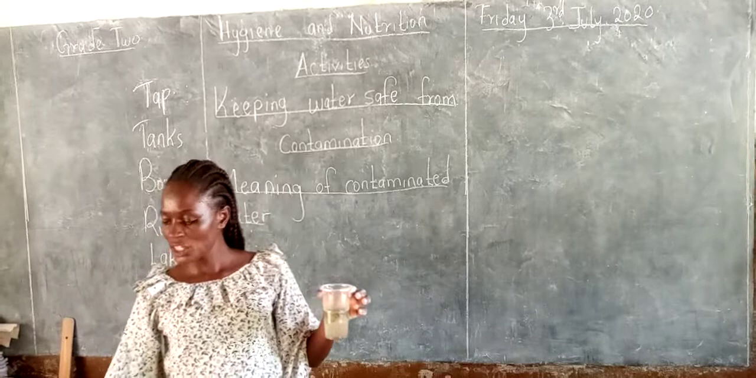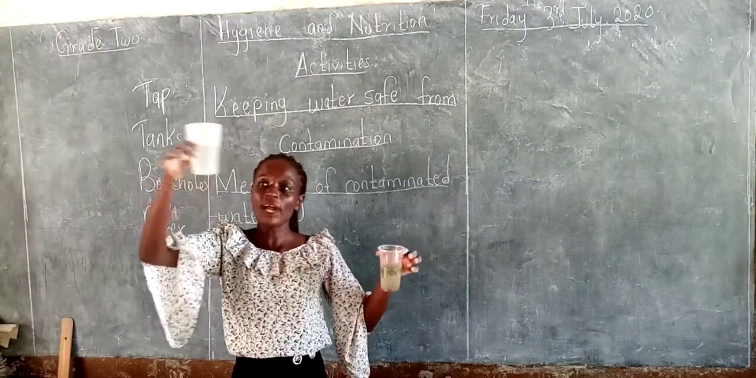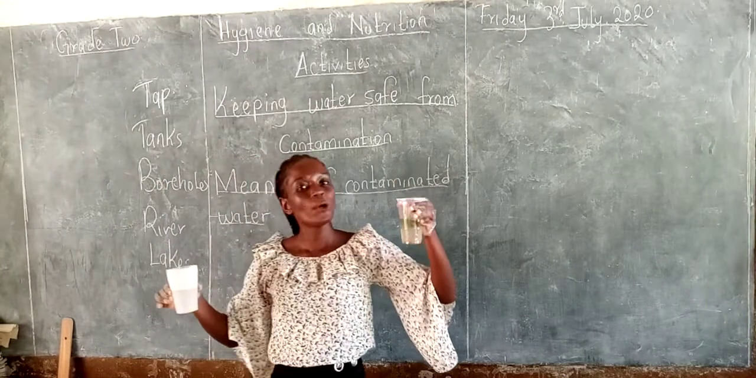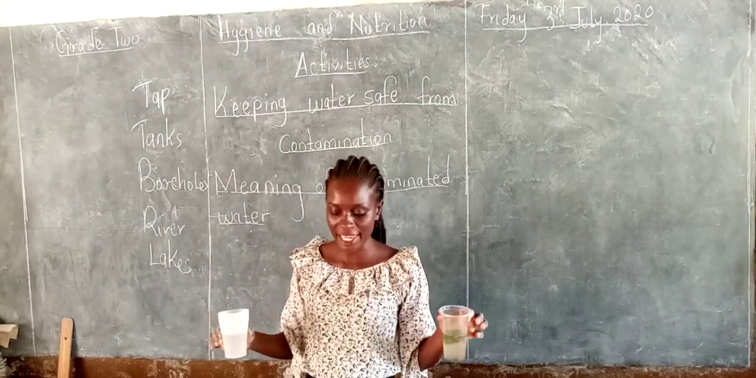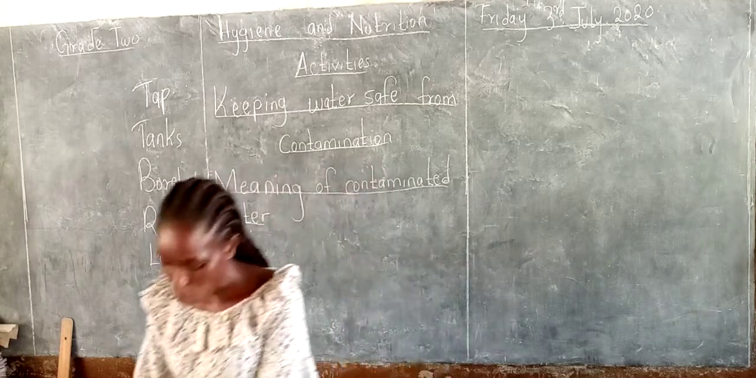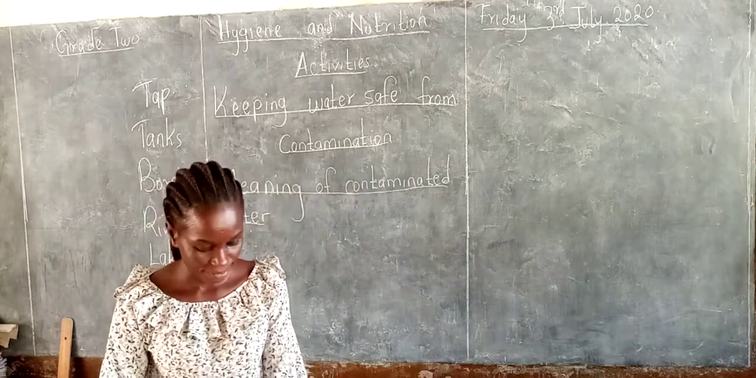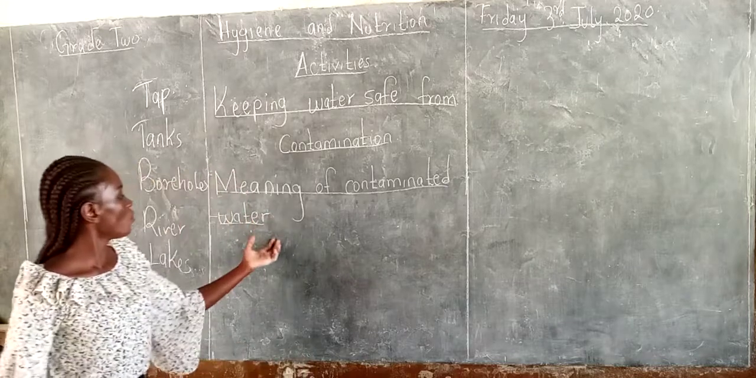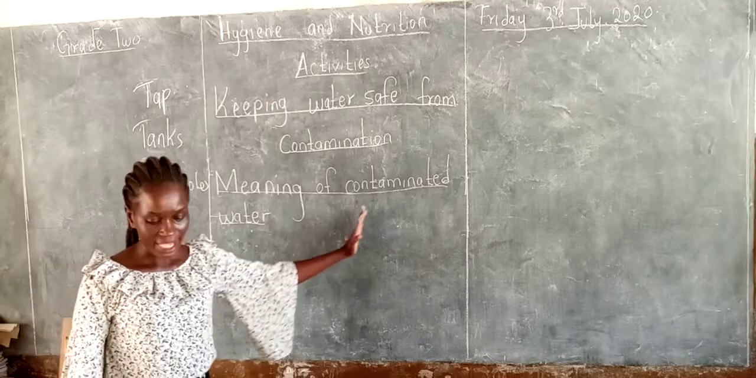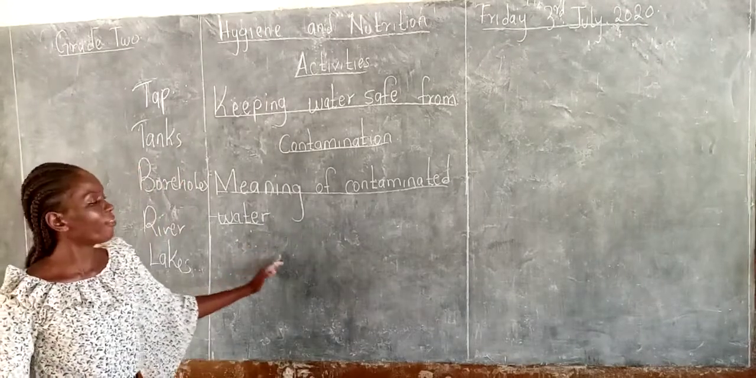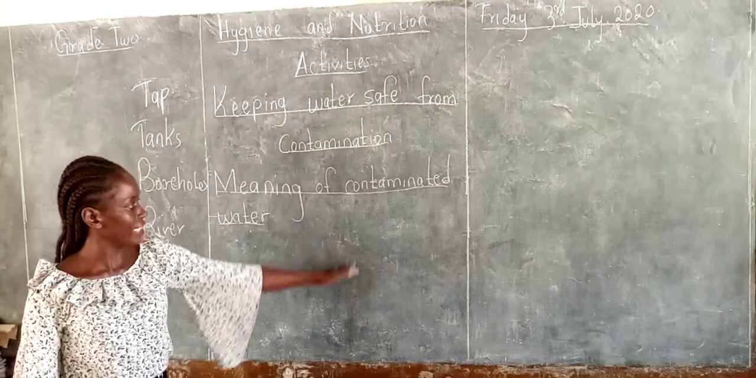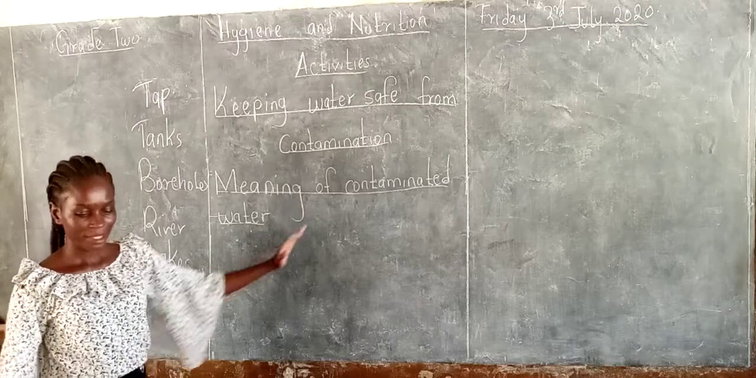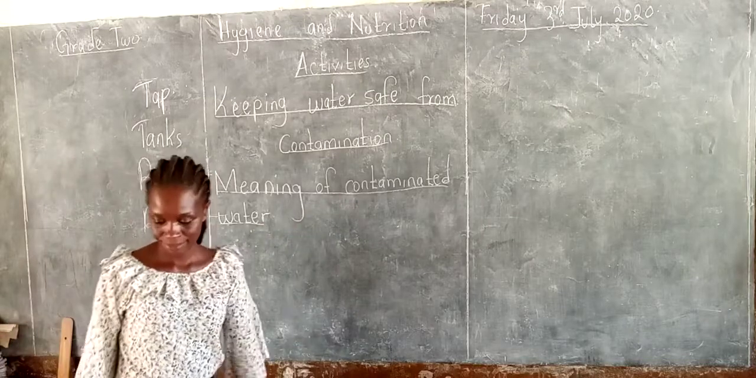And if we compare the two, you'll find this one is clean and this one is dirty. The dirty one, we say it is contaminated. So, what is contaminated water? Contaminated water is water that has dirt or other harmful things in it. Contaminated water has dirt or other harmful things.